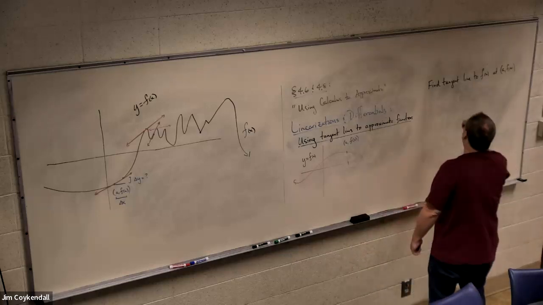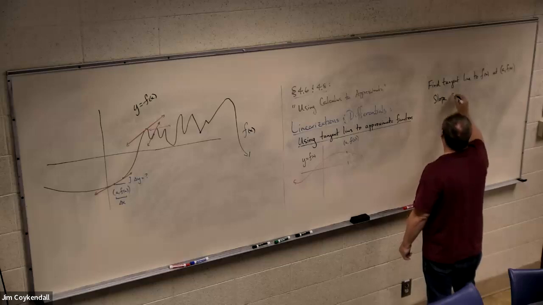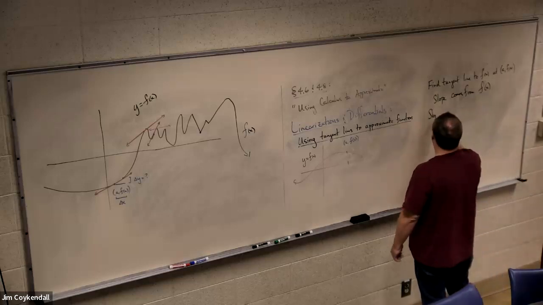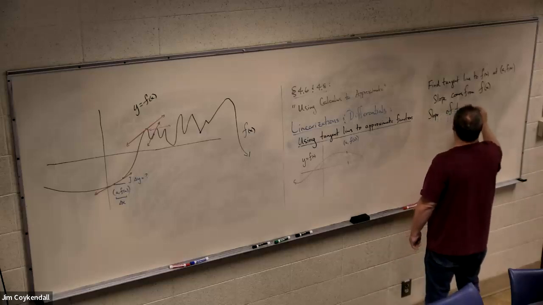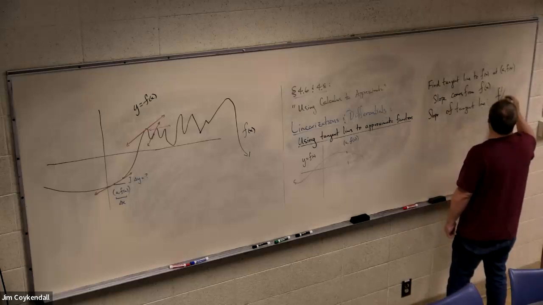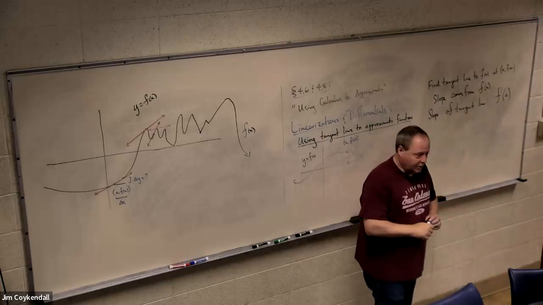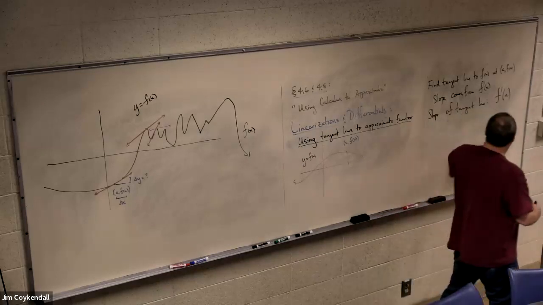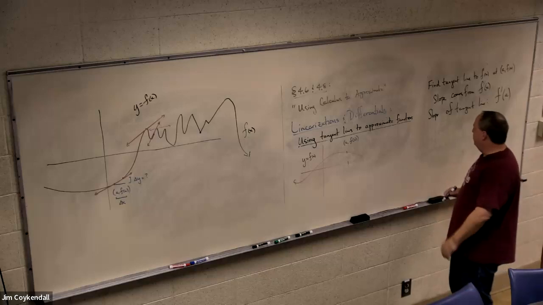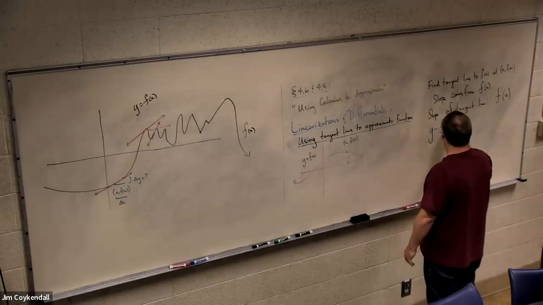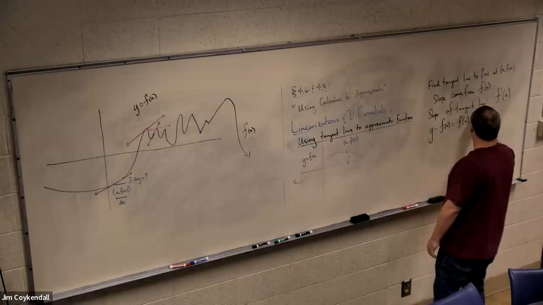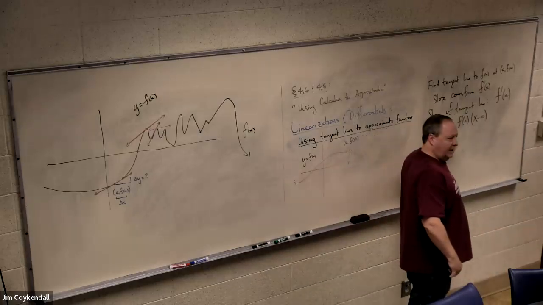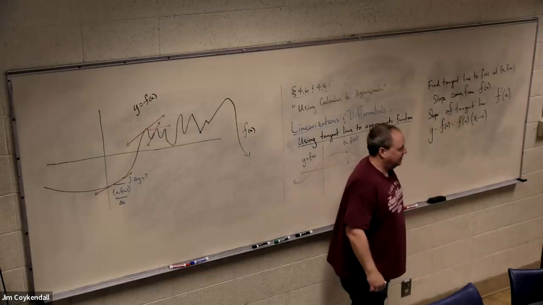That's the derivative. So the tangent line is f prime of A. Everybody agree with that? So if this were like a 1040 problem, it says, okay, find the tangent line here. Here's what I do. I put this in point slope form: y minus f of A is slope times x minus a. Everybody okay?